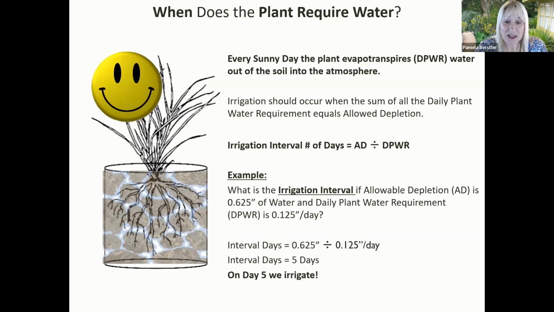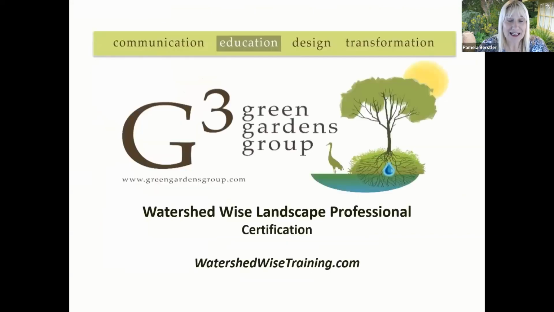Okay. So if this didn't divide evenly, those tricky people who put this together, if this turned into 5.4 days, then you would round up to 6 days. Your irrigation interval would be 6 days, not 5. That is the first part of irrigation scheduling.